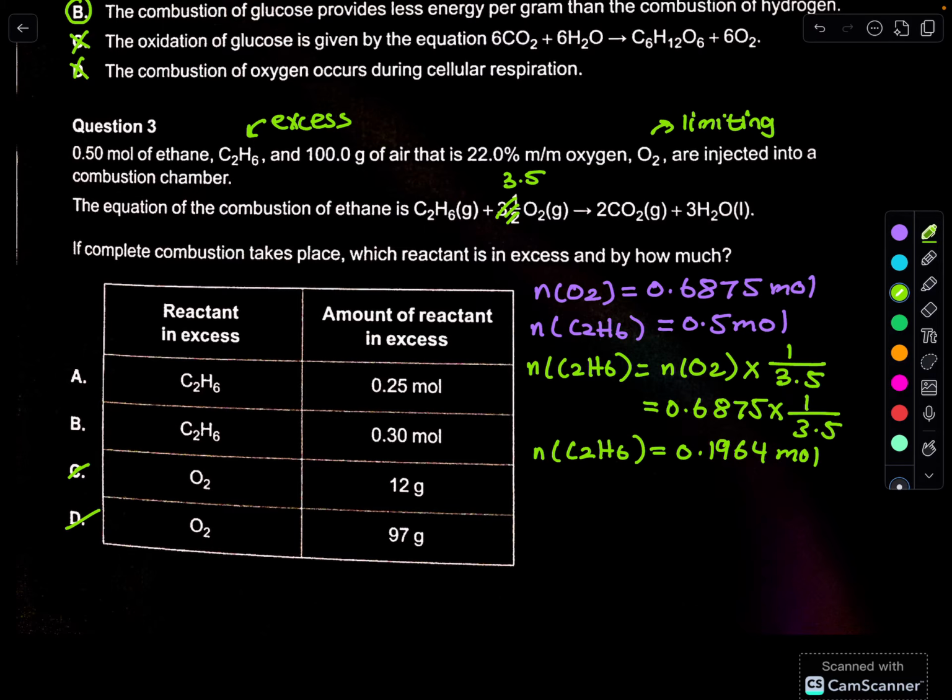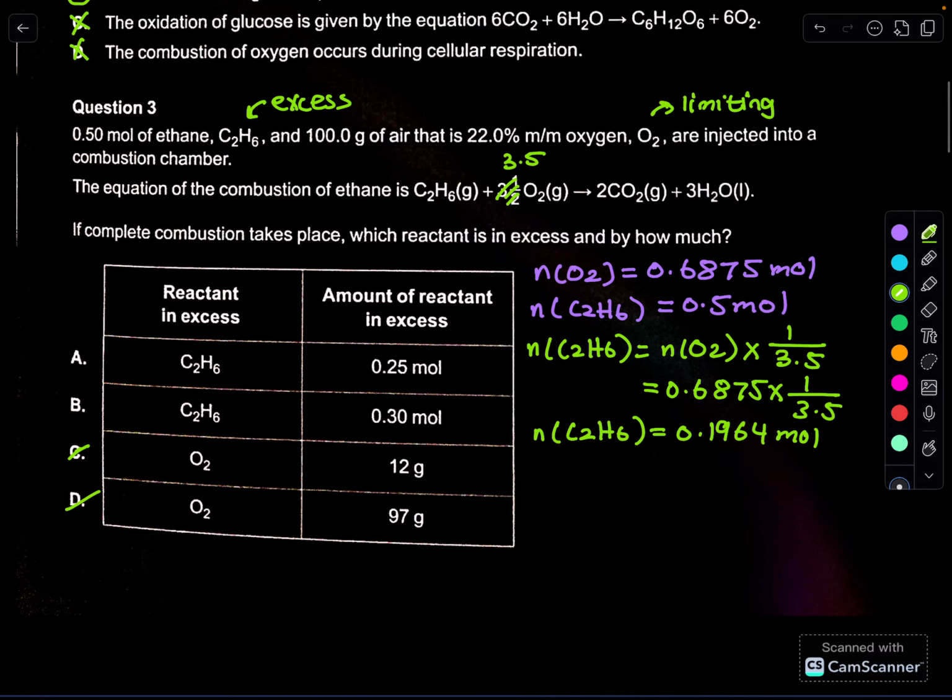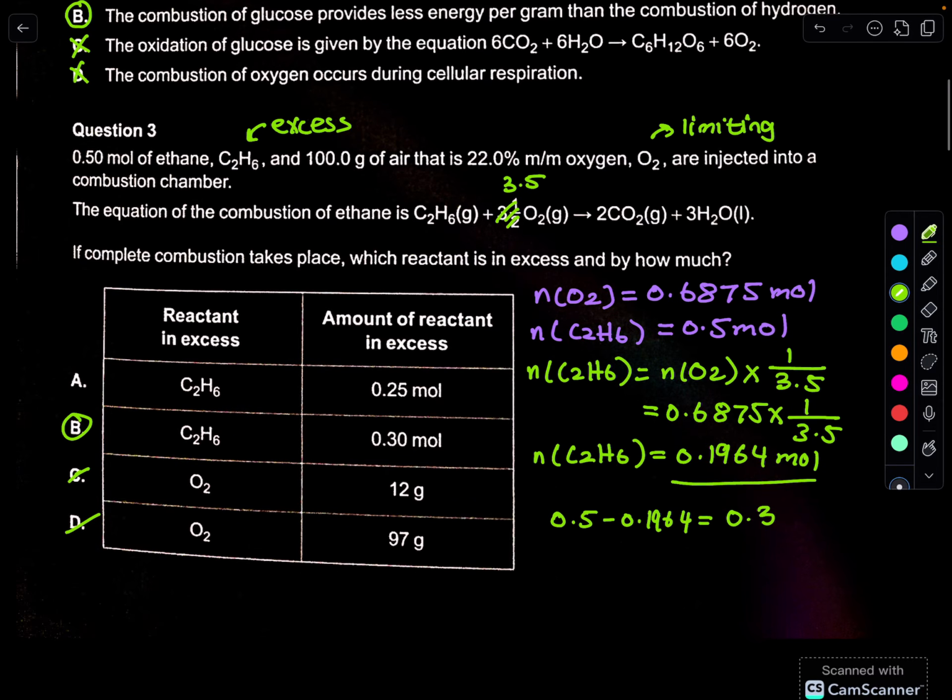So we can take those out. And how much amount of reactant is actually in excess? All right, easy. Didn't we just calculate how much ethane would react? And this is how much they've given. So there's a leftover amount. So what's 0.5 minus that 0.1964? That gives me close to 0.3, which looks like B is your answer in that one. Beautiful. Done. So question 3B. Oh, doesn't look too bad.